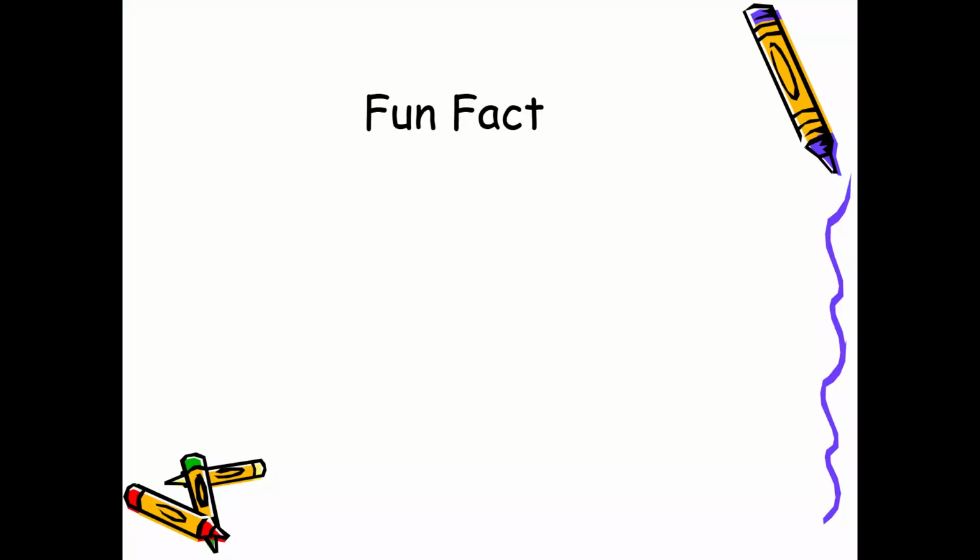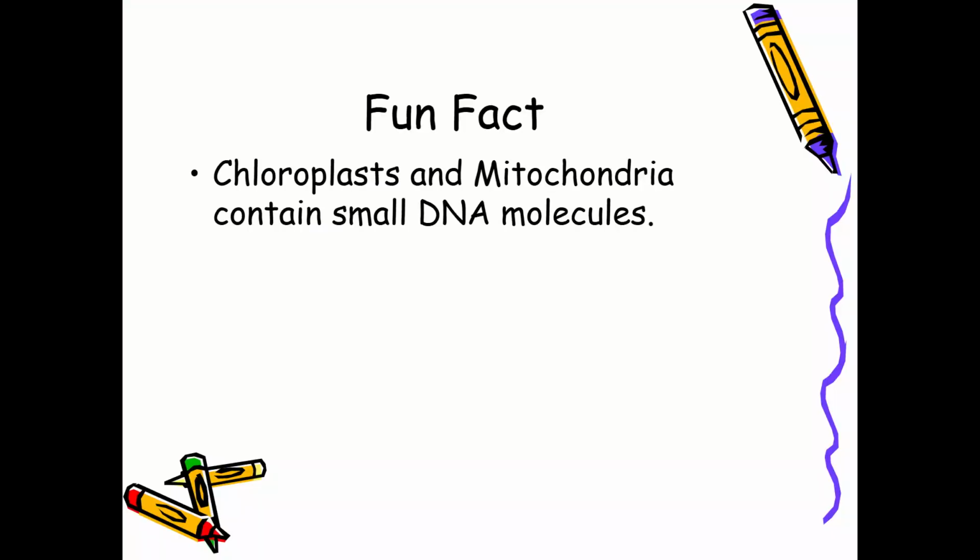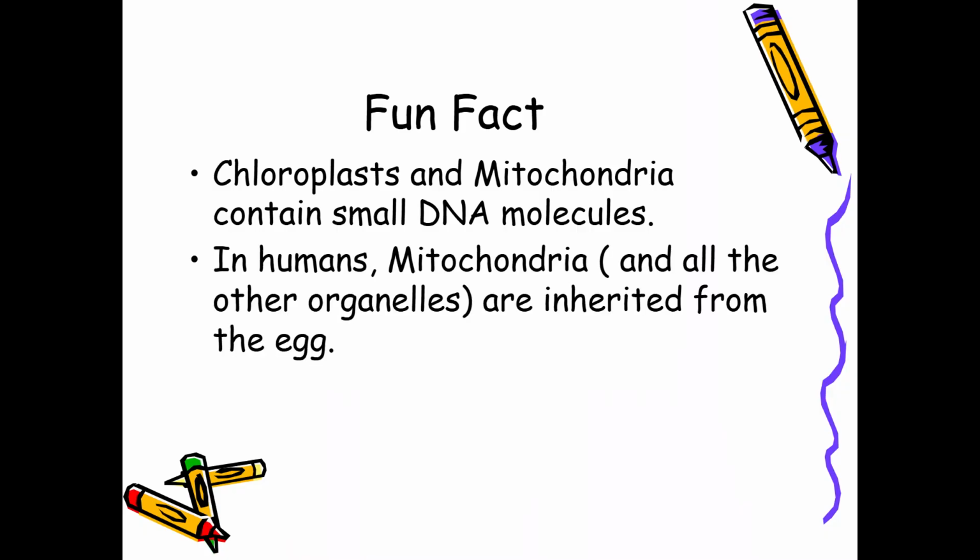Fun fact, chloroplasts and mitochondria contain small DNA molecules that are slightly different than the DNA in the nucleus. And in humans, mitochondria and all other organelles are inherited from the egg, from the mother, right? So you can actually track back your maternal line, all the females, with the mitochondrial DNA. It's really cool. If you're interested in that or you're curious about that, ask me. I can explain a little more, but that's a fun fact.